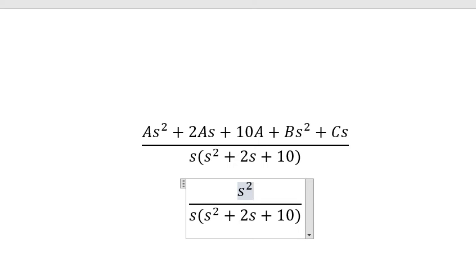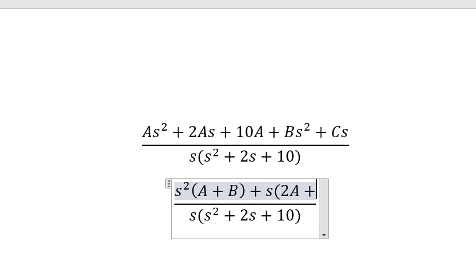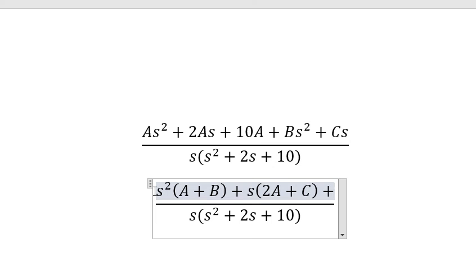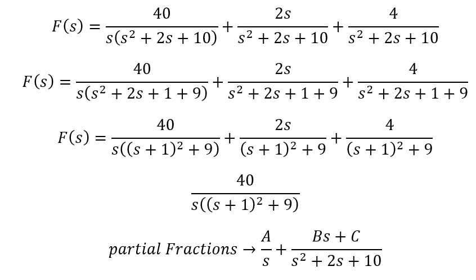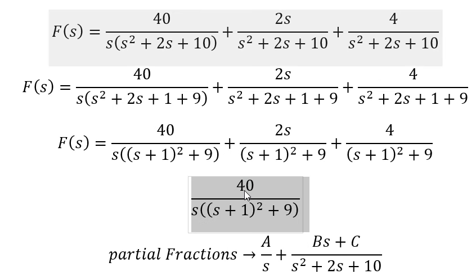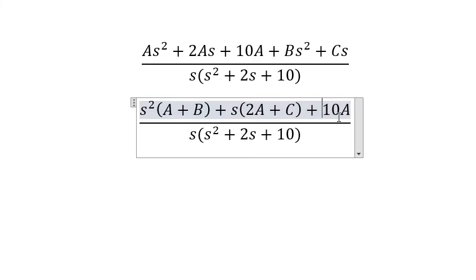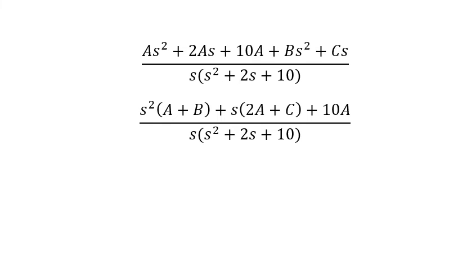About s square we have A plus B. About s we have 2A plus C. About nothing we have 10A. Now if we look carefully about this one, we have only 40, so the coefficient of this one should be 40, but we don't have s and s square, so 2A plus C equals 0, and A plus B equals 0. So now we create the system of equations.